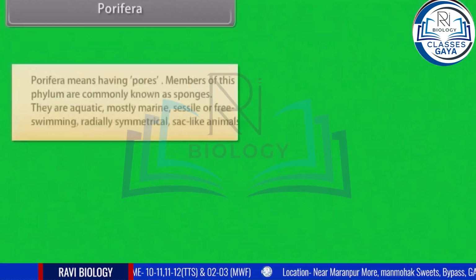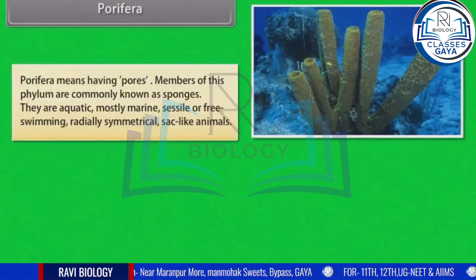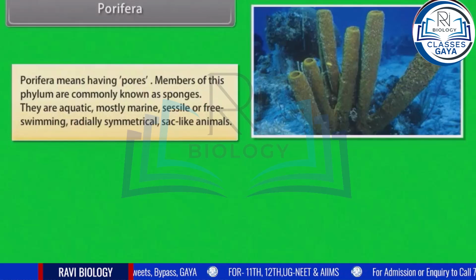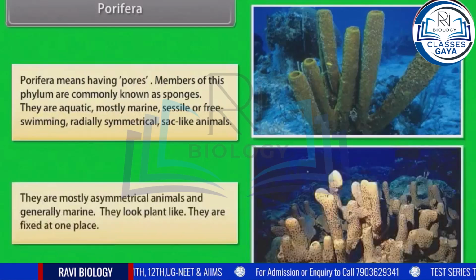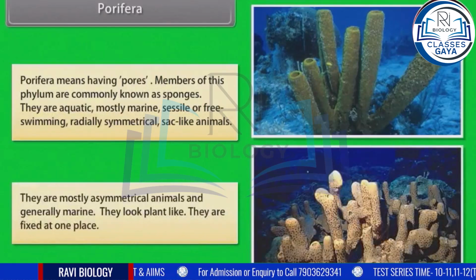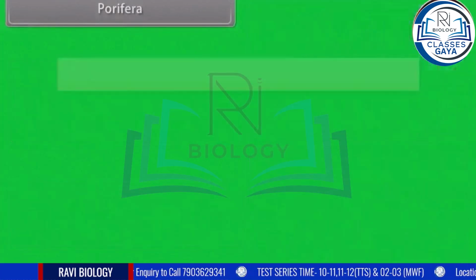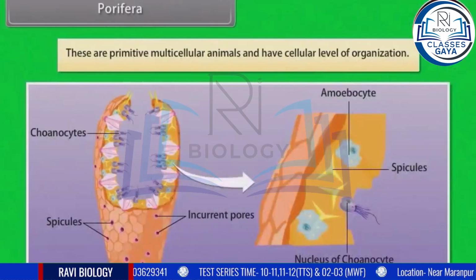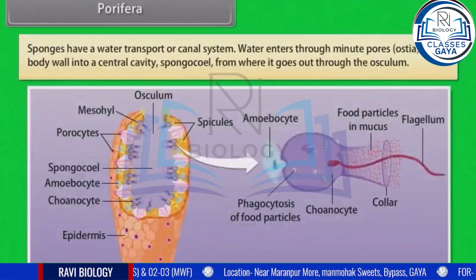Porifera. Porifera means having pores. Members of this phylum are commonly known as sponges. They are aquatic, mostly marine, sessile or free-swimming, radially symmetrical, sac-like animals. They are mostly asymmetrical animals and generally marine. They look plant-like. They are fixed at one place. These are primitive multicellular animals and have cellular level of organization. Sponges have a water transport or canal system.